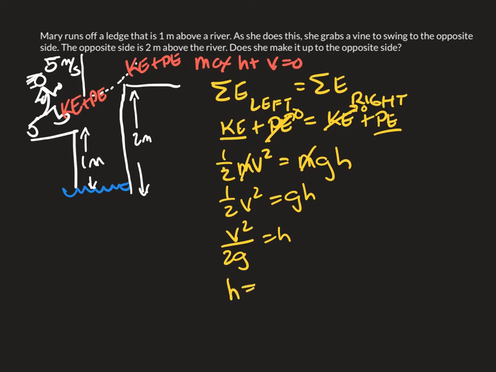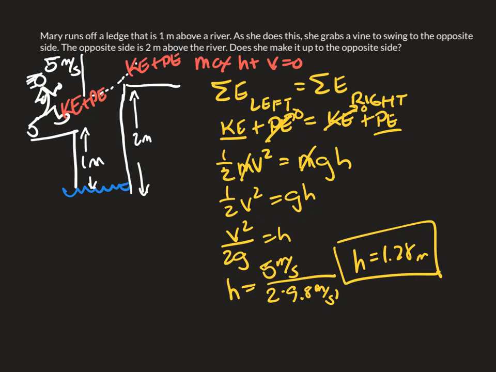h is equal to the velocity squared, 5 meters per second, squared, divided by 2 times 9.8 meters per second squared. Notice it's not negative 9.8 because energy is a scalar, so the negative sign was for direction, and I don't care about the direction, so I'm just going to put a positive value in for g. And then when I do the calculations, I get the height to be 1.28 meters.